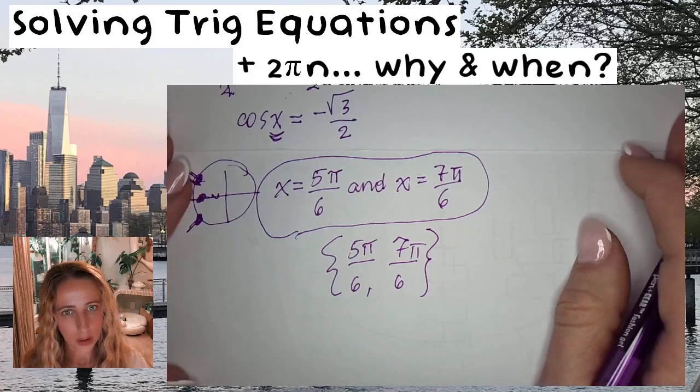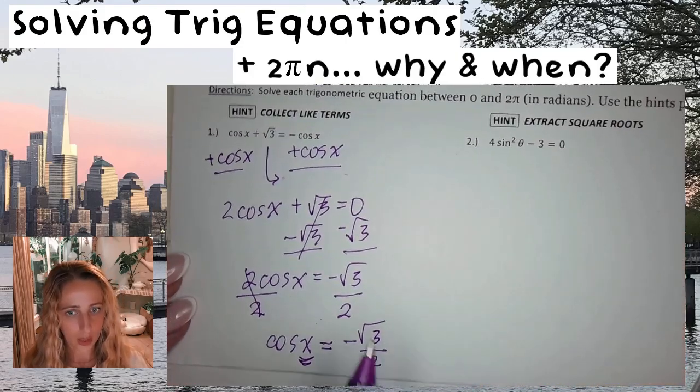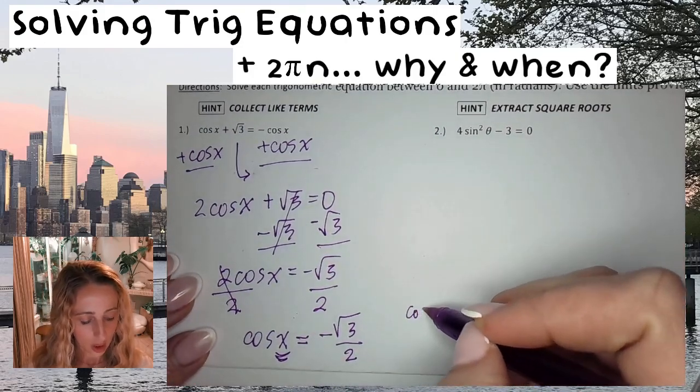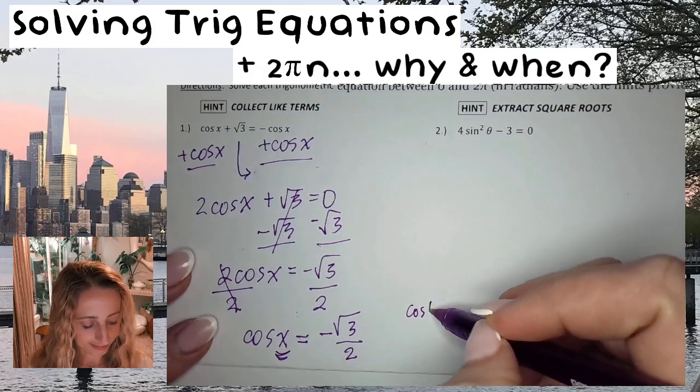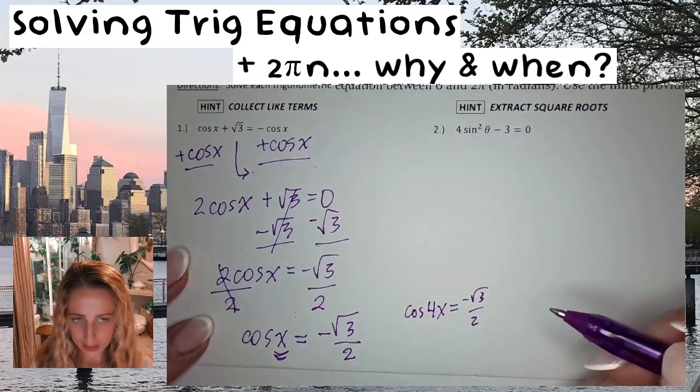Okay, now let's just show you a little visual demonstration so that you can understand what would happen if it was, say, cosine of 4x equals negative root 3 over 2 or something to that effect.